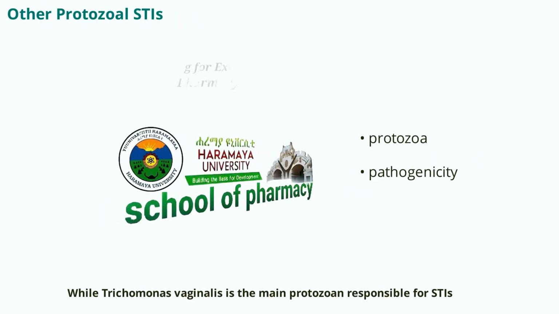Trichomonas vaginalis is the main protozoan responsible for STIs. Humans can also host Trichomonas tenax and Trichomonas hominis. However, only T. vaginalis is considered pathogenic in the genital tract. Understanding the differences between these organisms helps in accurate diagnosis and treatment.